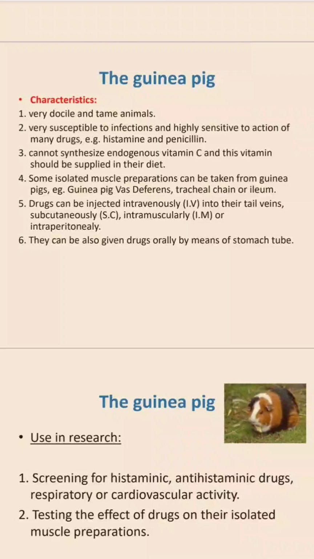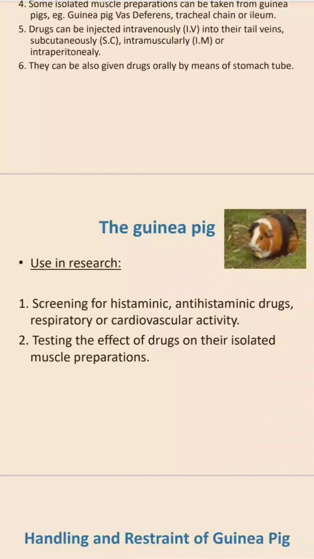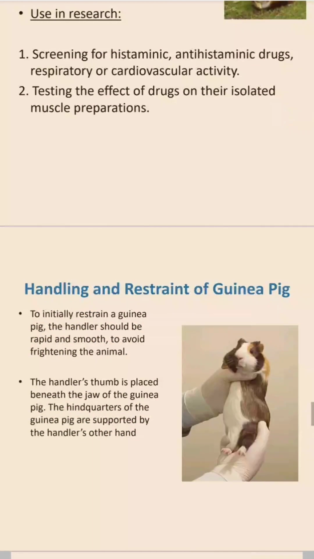Drugs can be injected IV into their tail veins, subcutaneously, intramuscularly or intraperitoneally. They can also be given drugs orally by means of stomach tube. So we can use the guinea pig for the screening of histaminic and antihistaminic drugs, respiratory or cardiovascular activities, and testing the effect of drugs on their isolated muscle preparation.